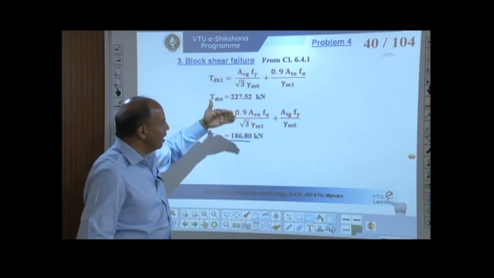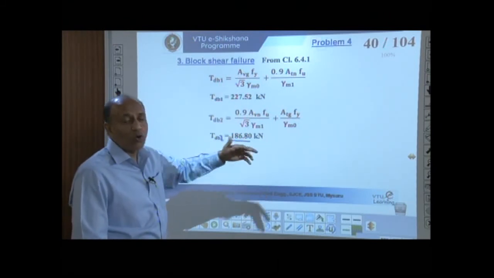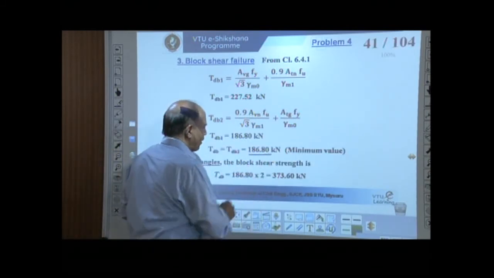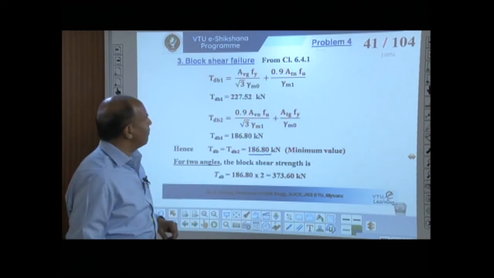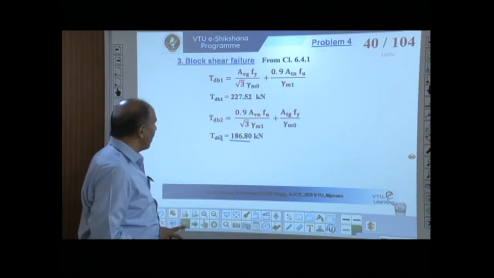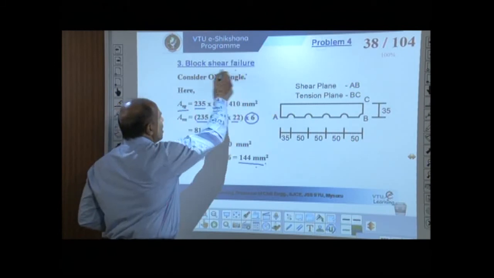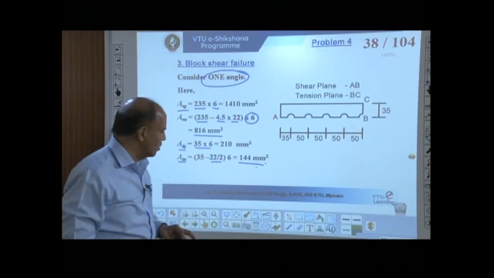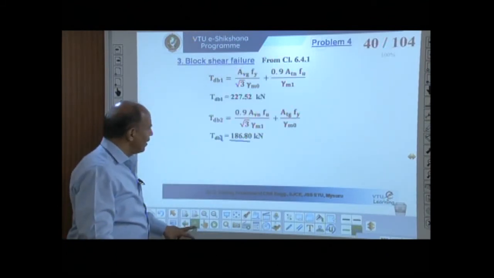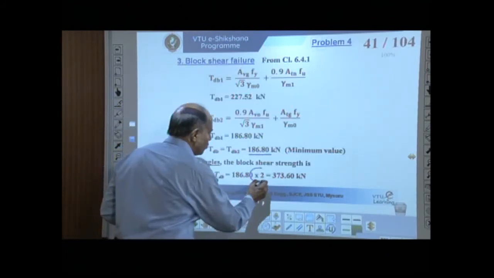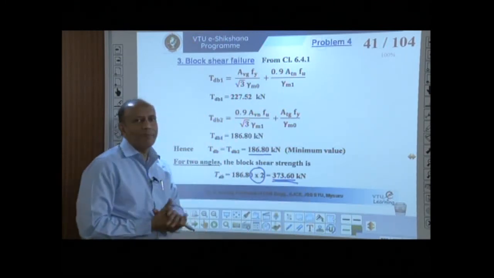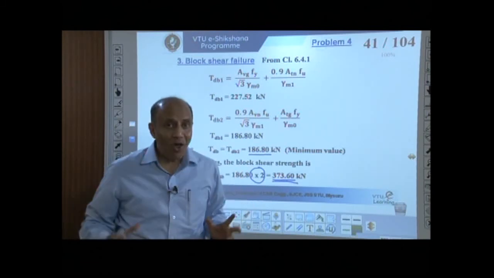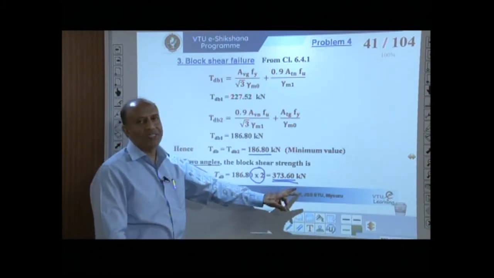So from criteria 1 and criteria 2, we got two different values. We pick the least of the two, obviously 186.80. Please understand that these calculations we have been doing are for one angle. Since there are two angles here, we just multiply that by 2. So the total force required to make this member fail in block shear is 373.60 kN.